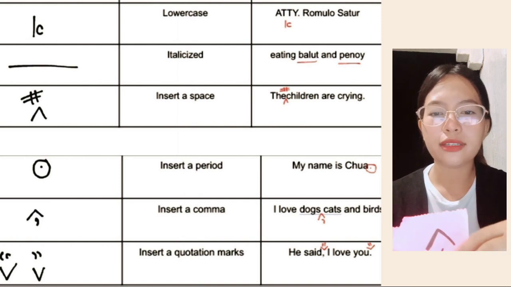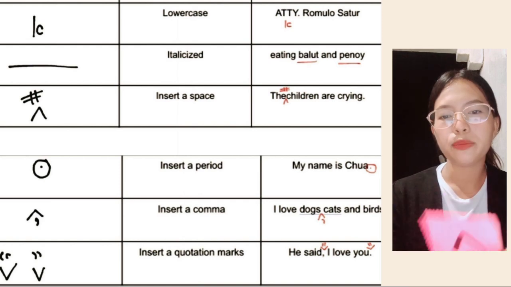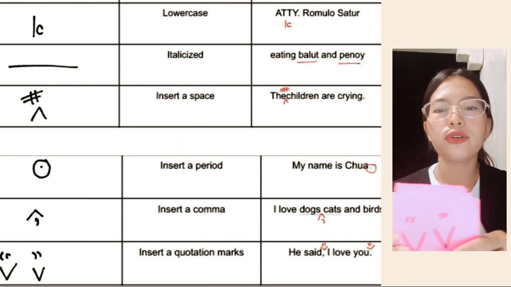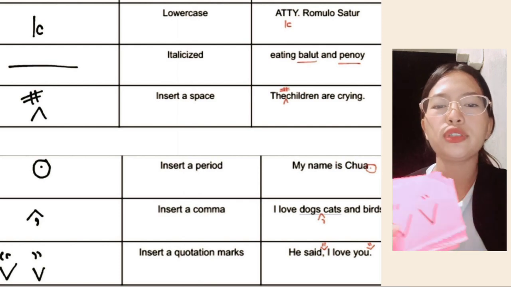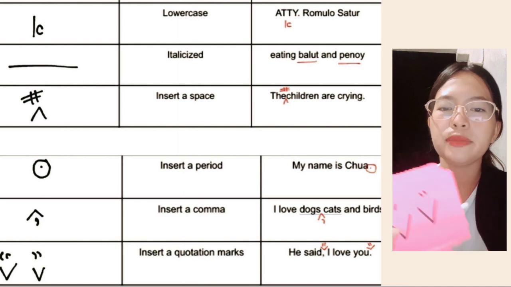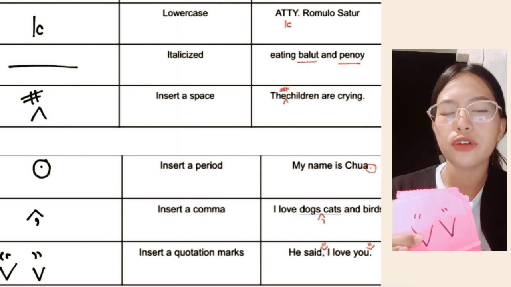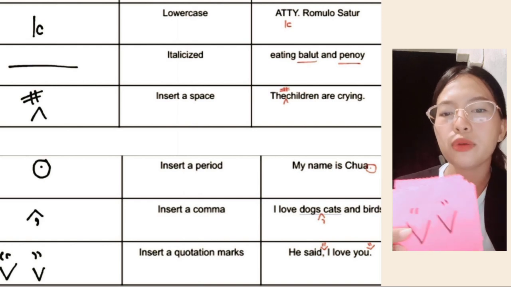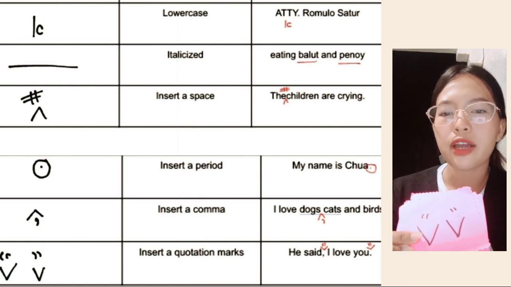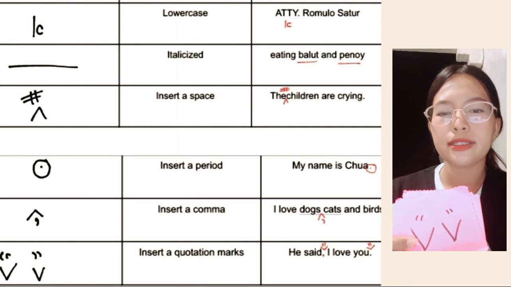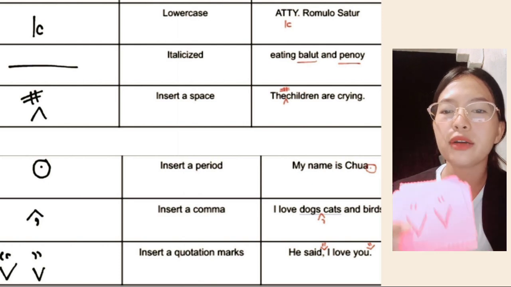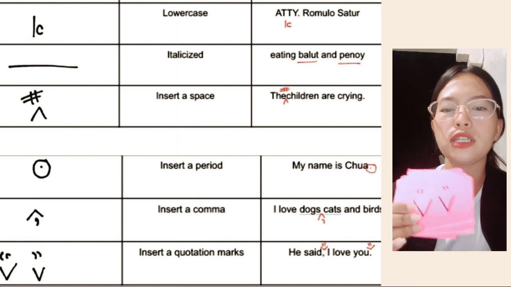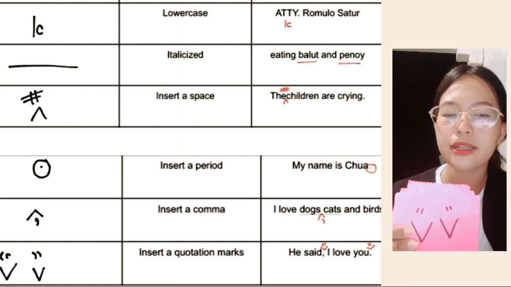So the last one is the insert quotation mark symbols. This one. These symbols are used when quotation marks are missing around direct speech. For instance, in he said I love you, quotation marks should go around the exact words said. So the insert quotation mark symbol shows it should be he said, "I love you."